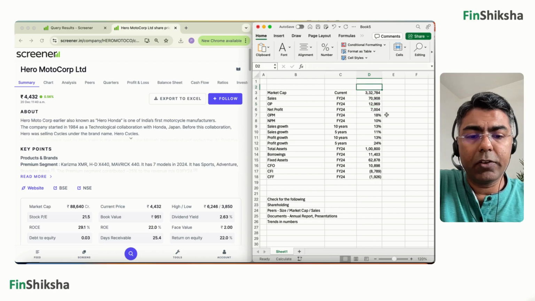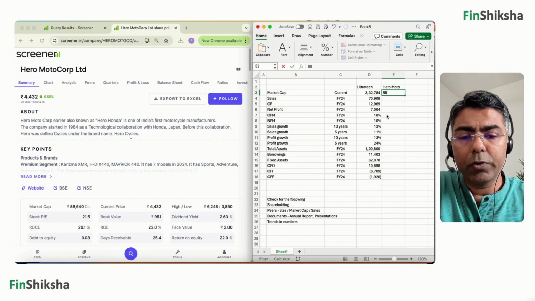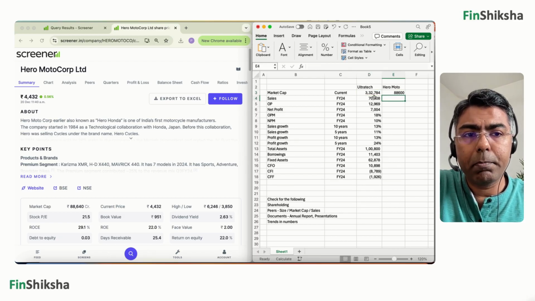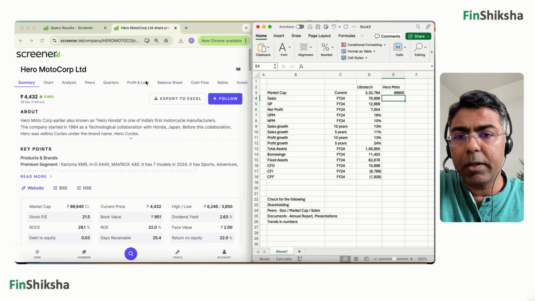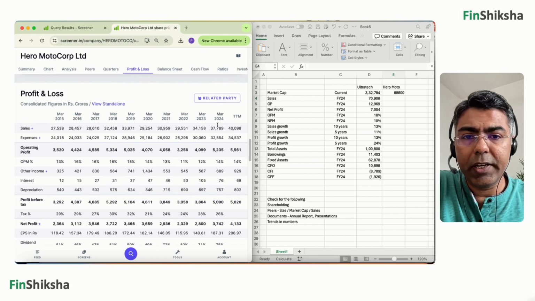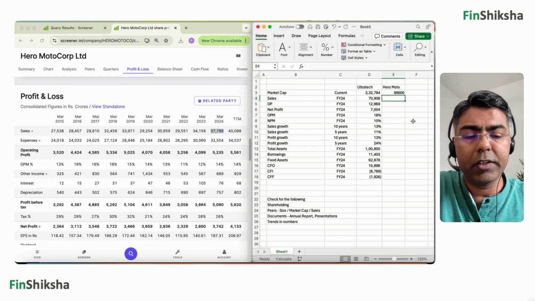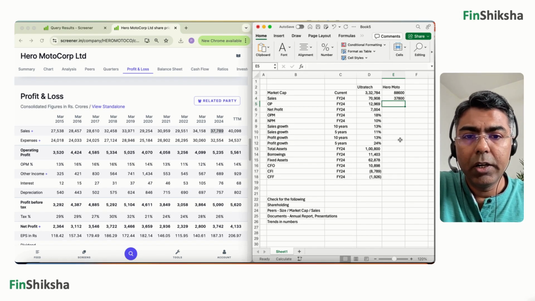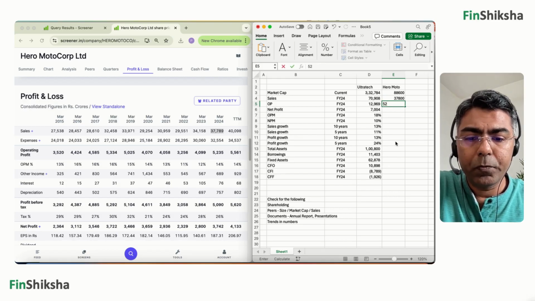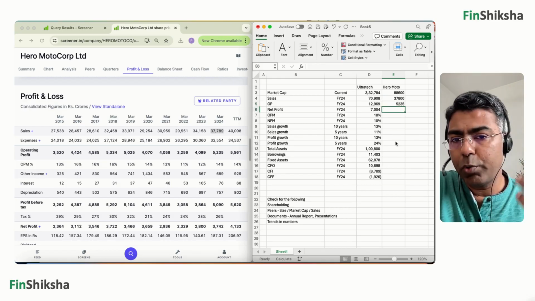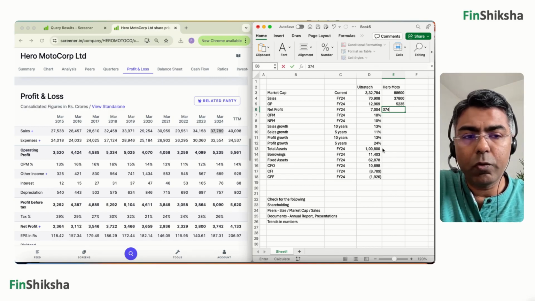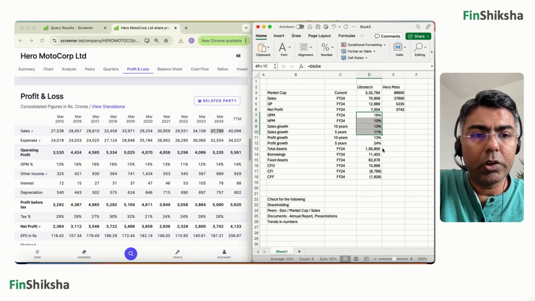So this data is for Ultratech, this is for Hero Moto, and for Hero Moto 88,600 crore is the market cap, right? And your sales number would be on the P&L. So we go there, it's about 37,800. Operating profit 5235. You can put up some other numbers like 3742, which is here. All the ratios will get automatically calculated.